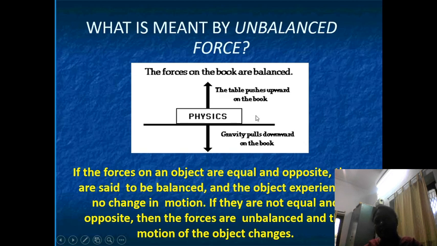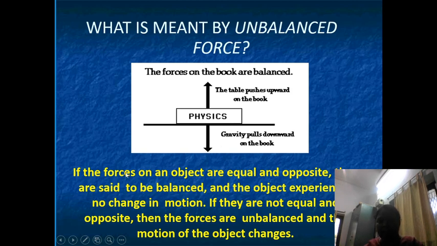Hence these two forces are balanced, the book is not moving. So if you see the definition, if the forces on an object are equal and opposite, if you observe here, both forces are equal and they are in opposite direction. One is pushing up, one is pulling down.